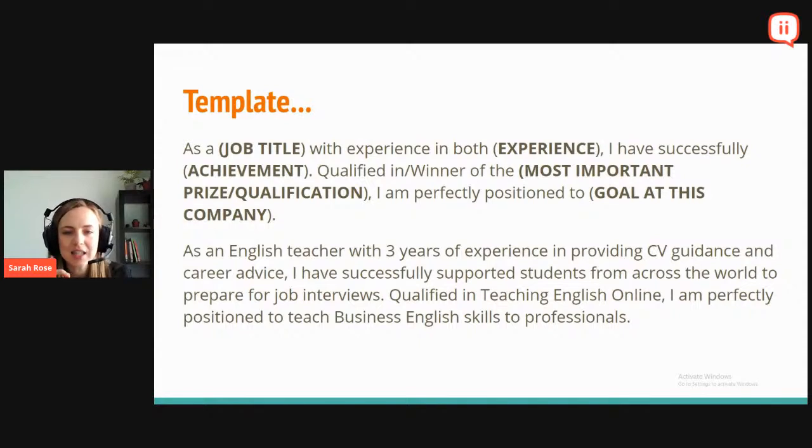If you need to change this, you might want to change it from I am perfectly positioned. You might want to say I am currently seeking a role as a manager, or I am currently seeking a role in London or in Manchester or in Madrid. I am currently looking for a position as a customer services assistant. I am currently looking for a position as a lawyer.